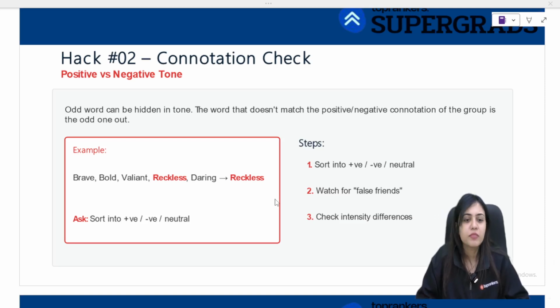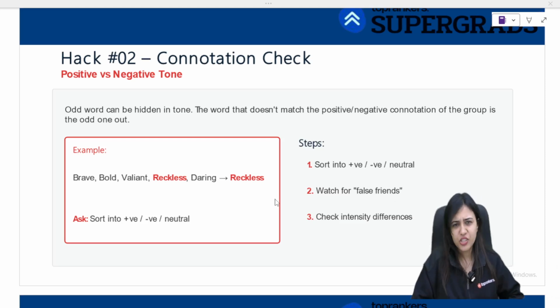It actually means somebody who is fearless, somebody who is ready to put up a fight. But on the other hand, there is this word reckless. Reckless means somebody who is careless, doesn't really give much thought, has nothing to do with being brave or bold. Once you have categorized the sentences into positive, negative, or neutral tone, things become easy for us. So you also need to watch for false friends, because false friends are definitely going to be there to distract you in a way.